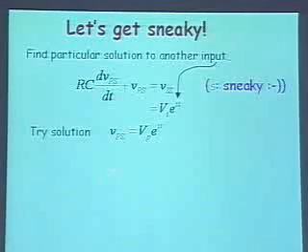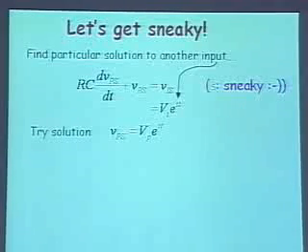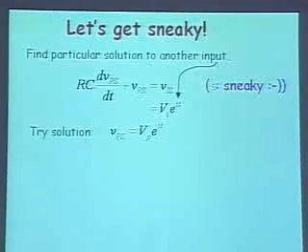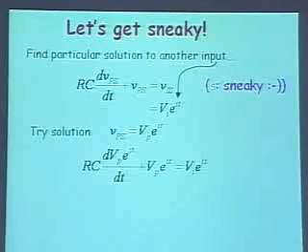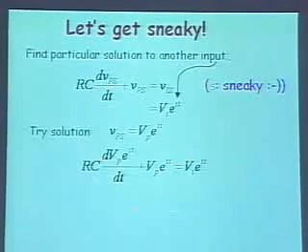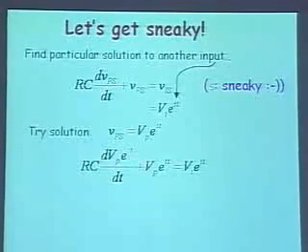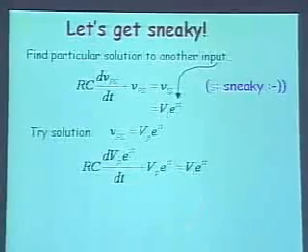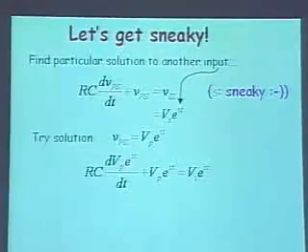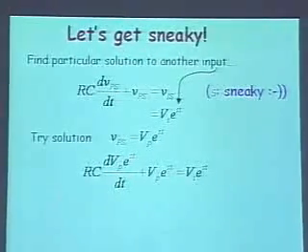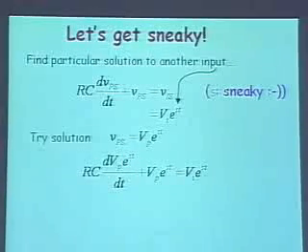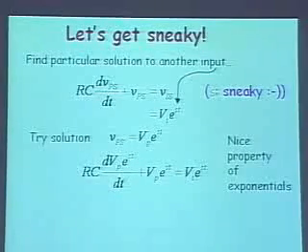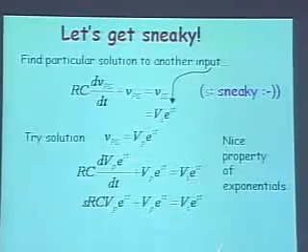So let's try a particular solution, VP e to the st. So my input is VI e to the st. I'm trying to solve the circuit for a different input. And let me try a solution VP e to the st and see if that works out nicely. So I substitute VP e to the st into my equation here. So RC VP e to the st, and so on. Okay, so what I get here is VI st. VP st stays the same, but here VP comes out, S comes out, and e to the st stays the same. So that's a nice property of exponentials, and this is what I get.